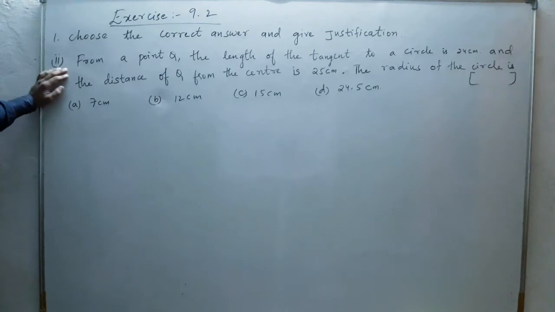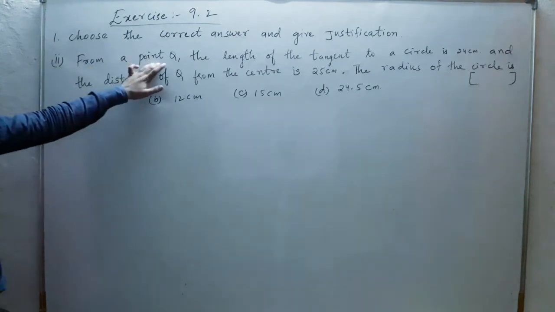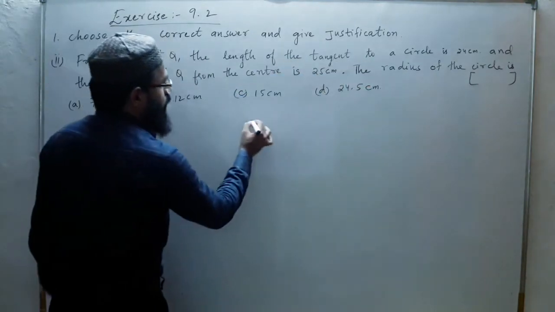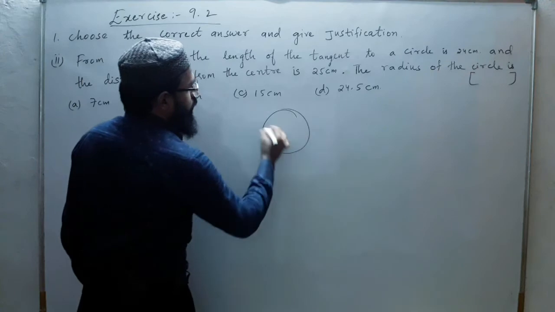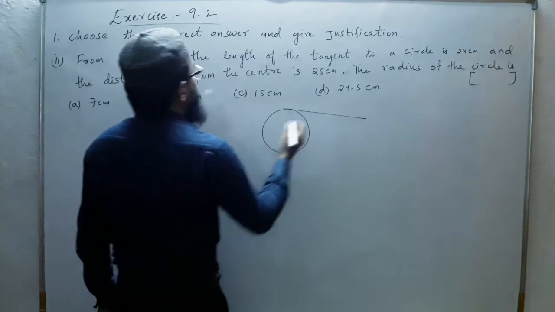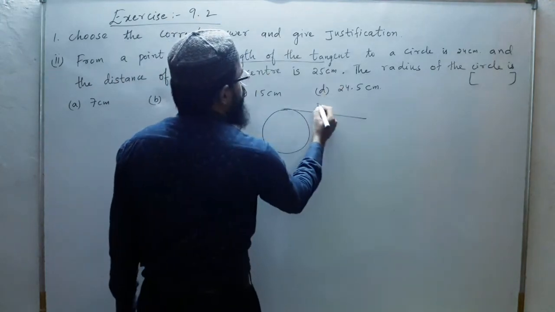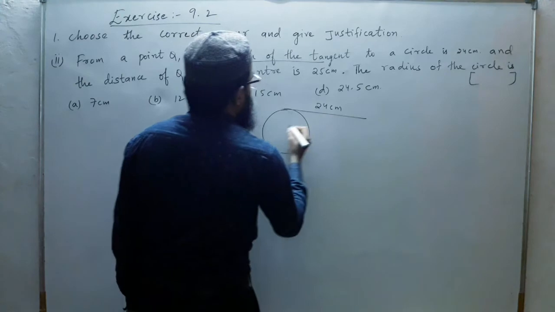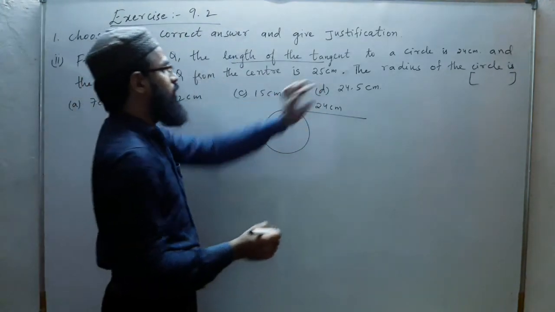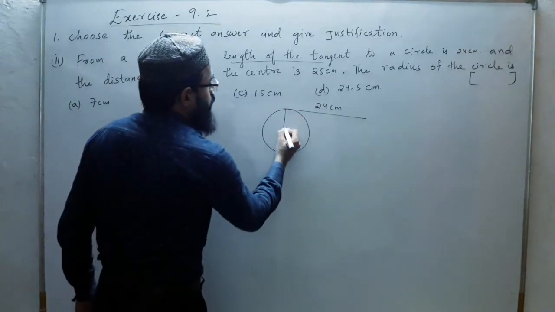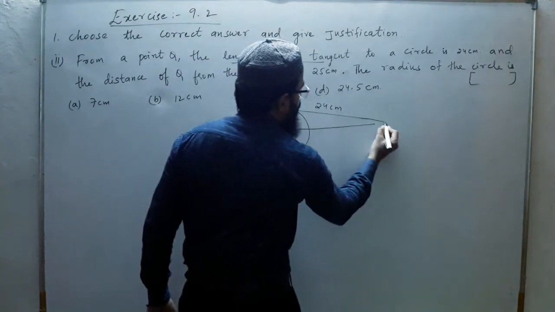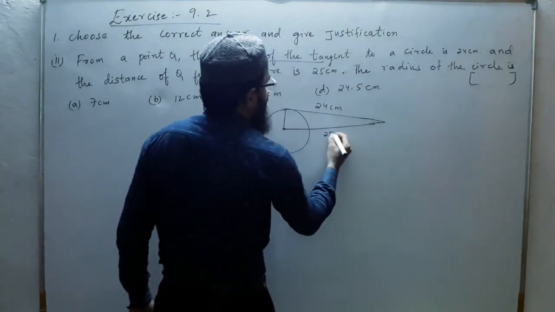This is the second bit. In this they said from a point Q, the length of the tangent to a circle is 24 centimeter. If we draw a circle and to this circle we draw a tangent, and they have given the length of the tangent is 24 centimeter. Next, the distance of Q from the center is 25 centimeter. This is the center. From this center to the external point, the distance is 25 centimeter.